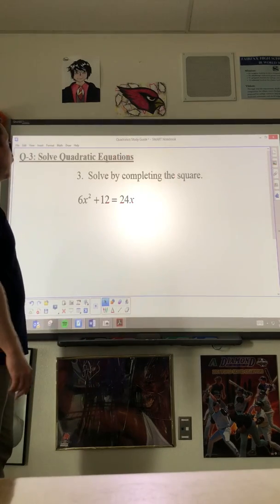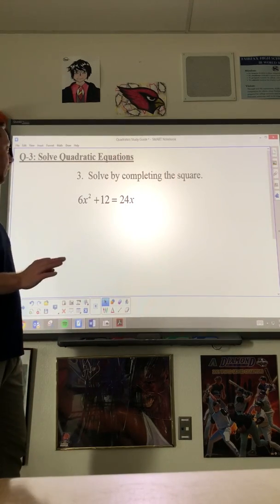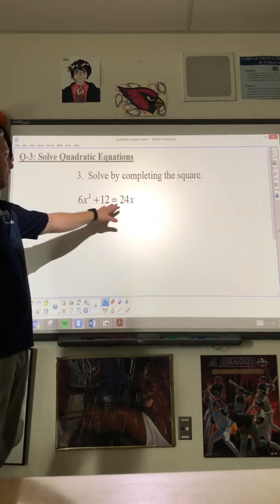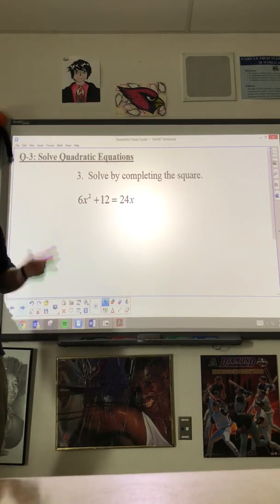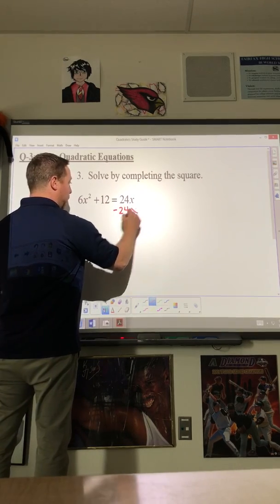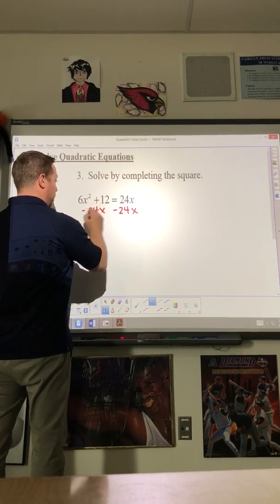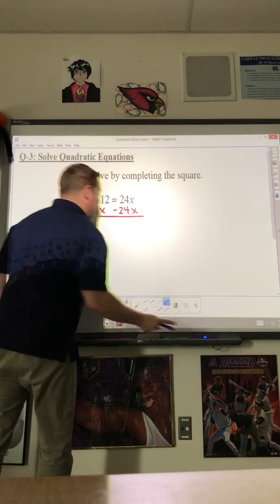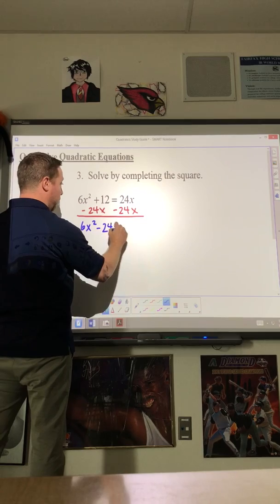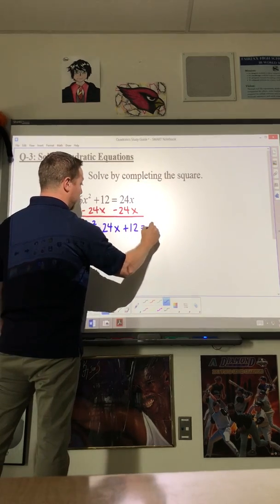Okay. Last problem in Q3, number 3. It asked me to solve by completing the square. I begin by looking at this. I see that it's not in standard form and it's not set equal to 0. So I'm going to start by fixing that. I'm going to do minus 24x on both sides. So I've now got 6x squared minus 24x plus 12 equals 0.